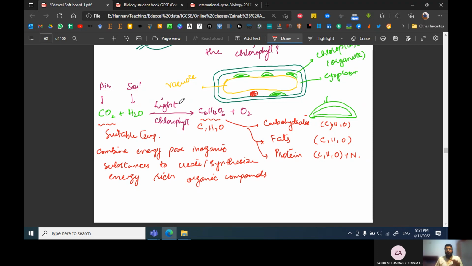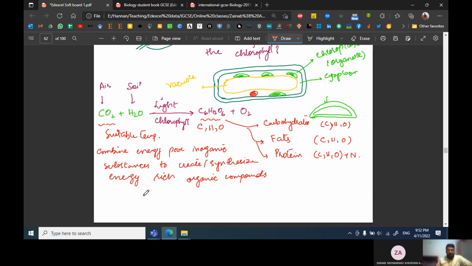But if the right things are not properly provided, for example, you have provided the light properly, you have provided the water properly, but the carbon dioxide level is still short, the photosynthesis would not occur properly. So what does it mean? It means that this reaction can be altered.